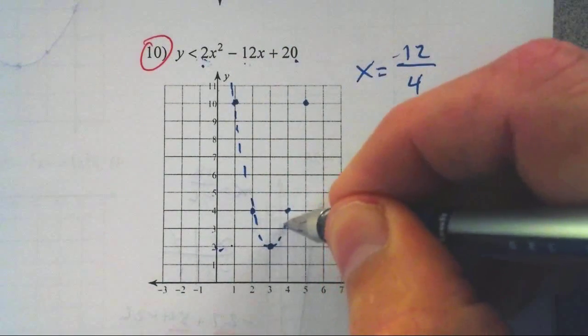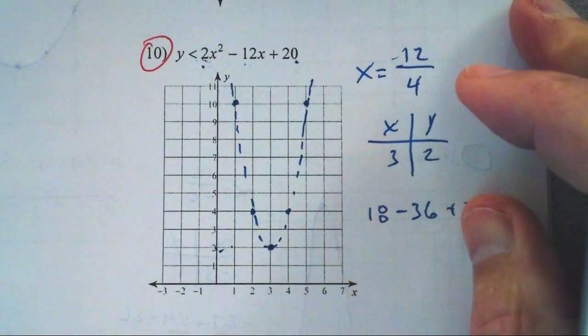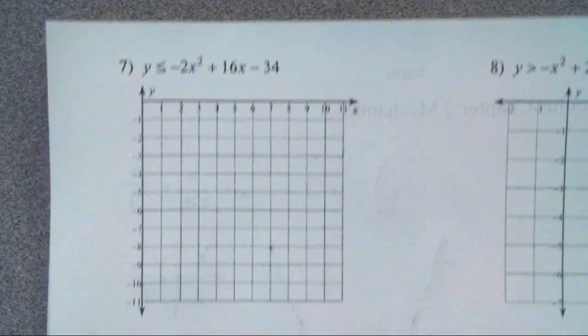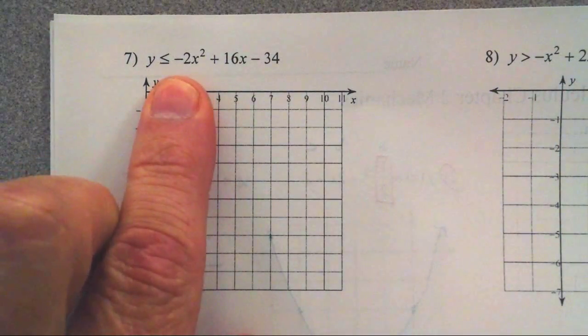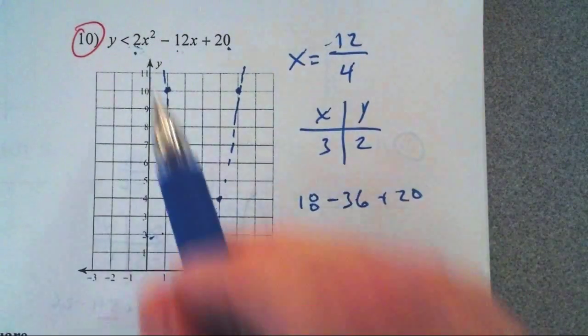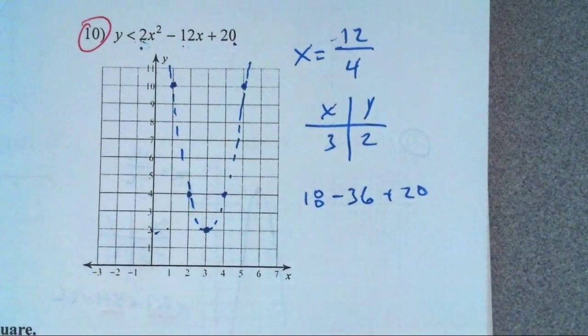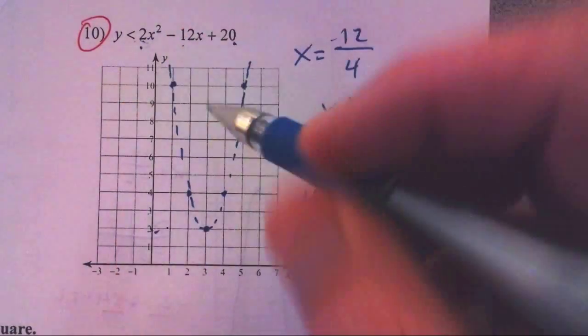It's like an electric fence. You can get close to it, can't touch it. Whereas problem number 7, because y can be equal to, we would still have a solid line there. That's probably the easiest mistake to make, because once we get those points on there, we're just going to be in the habit of drawing the line in. Double check.